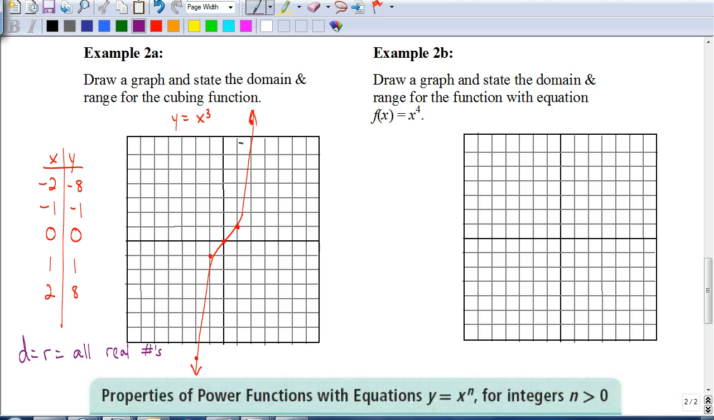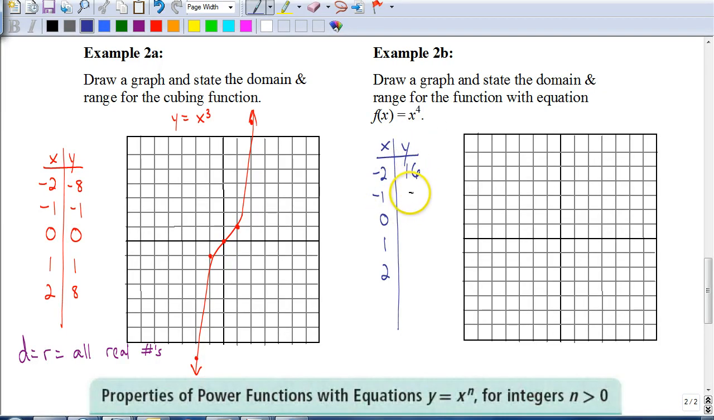Here we have the fourth power function, f of x equals x to the fourth. So I'm going to set up again an xy table. Okay, so we're going to pick again some numbers for x. Like let's pick negative 2, negative 1, 0, 1, and 2 again. Now if I put negative 2 in there, negative 2 to the fourth power is negative 2 times negative 2 times negative 2 times negative 2. That's going to be a positive 16.